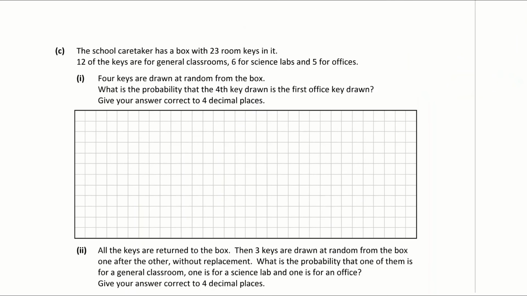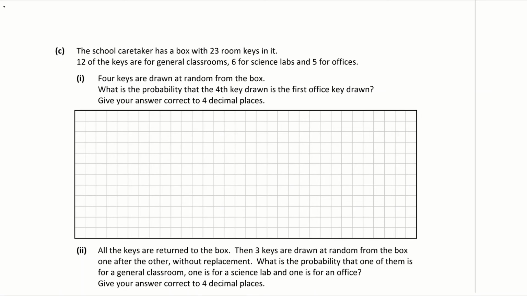Moving on. Part C1. The school caretaker has a box with 23 room keys in it. 12 of the keys are for general classrooms, 6 for science labs and 5 for offices. 4 keys are drawn at random. What's the probability that the 4th key drawn is the first office key?